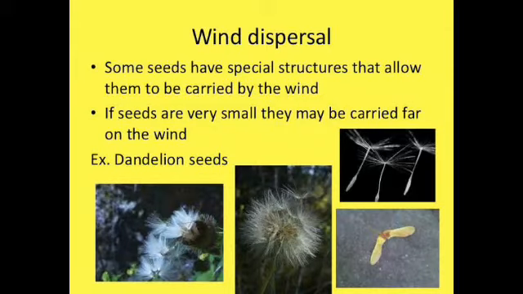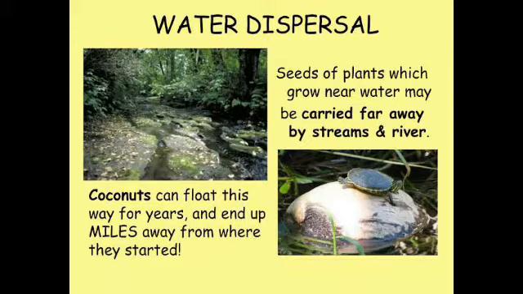Okay, children, see in this picture you can clearly see some seeds have special structures that allow them to be carried by the wind. So the wind is acting as an important agent of dispersal. If seeds are very small, they may be carried far on the wind. So in this picture you can see clearly the dandelion seeds. They are having feathery structures which are very light in weight so that the air can carry them very easily. Okay. Now the water dispersal.